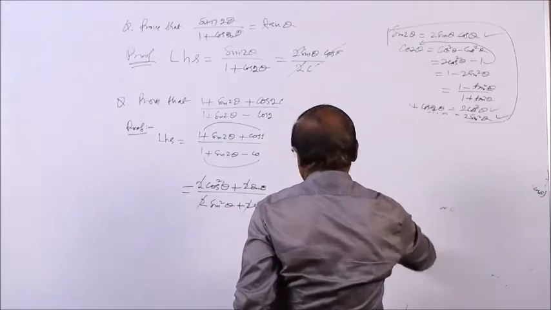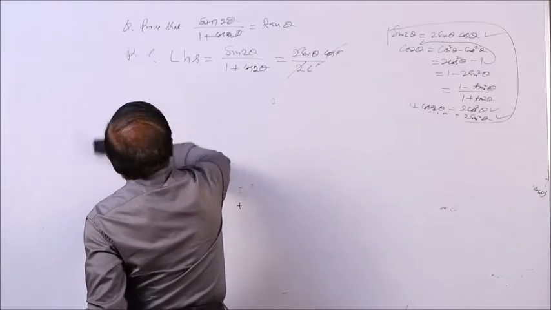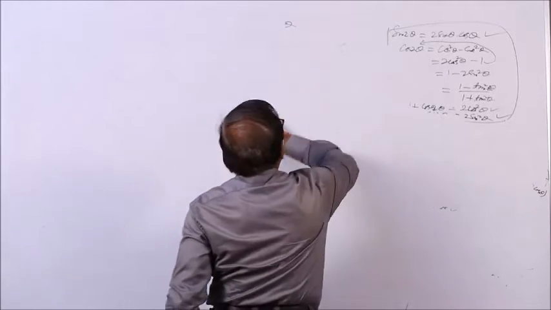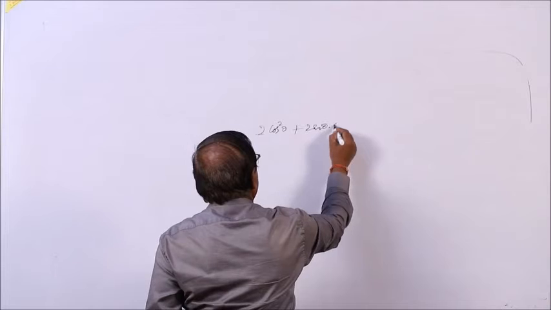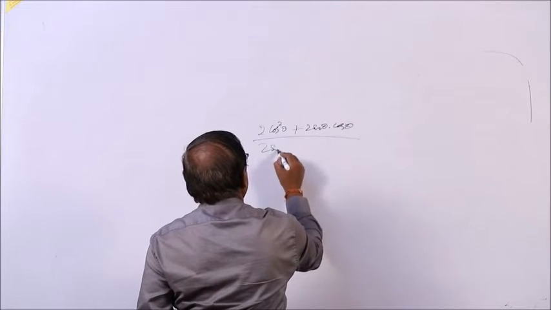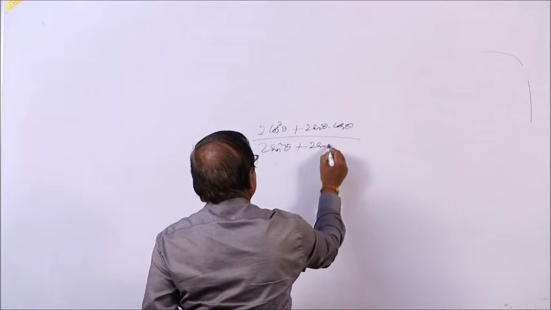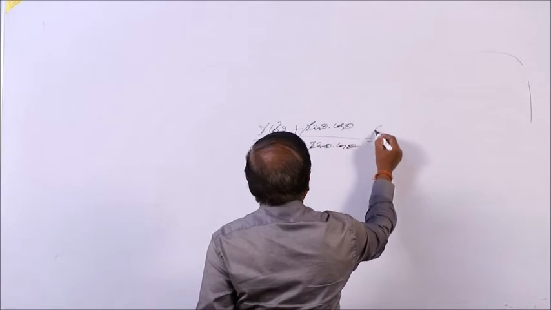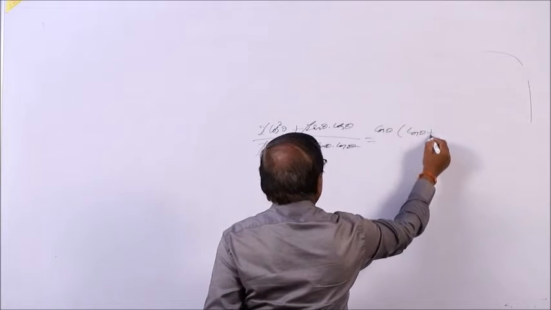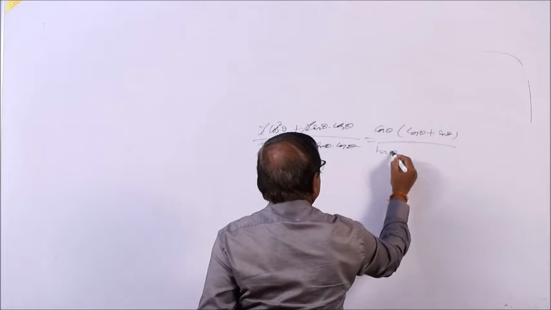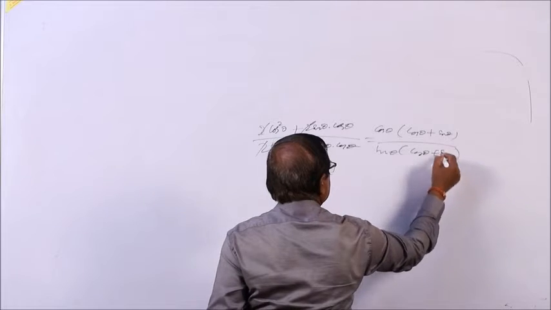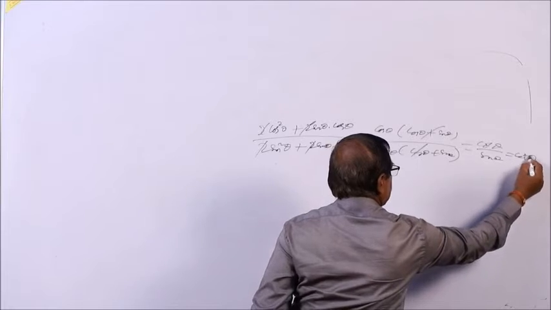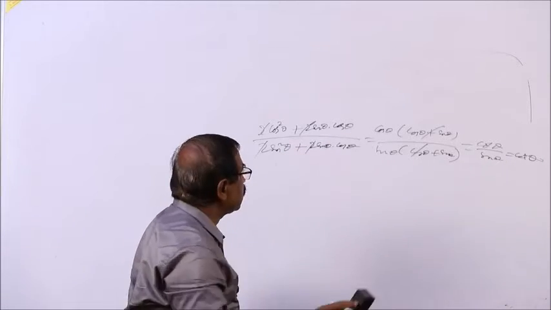Now let us do some other problems. Cos theta by sin theta, the 2 goes. So cos theta is common, (cos theta plus sin theta), and sin theta is common, (cos theta plus sin theta), so cos theta by sin theta is cot theta. Proved.